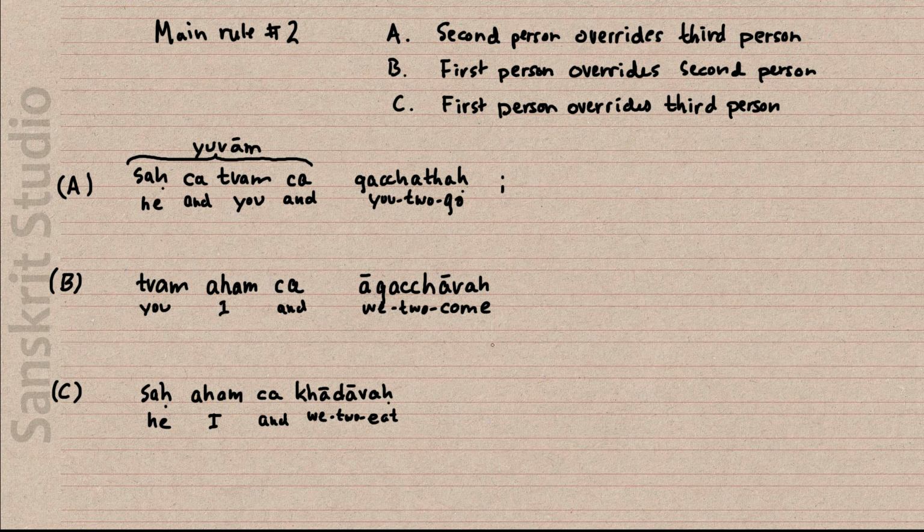So the result in terms of person and number is the same as in B here, because aham is taking over. And we only had one. I mean, it's singular. Both subjects here are singular. Tvam aham or saha aham.